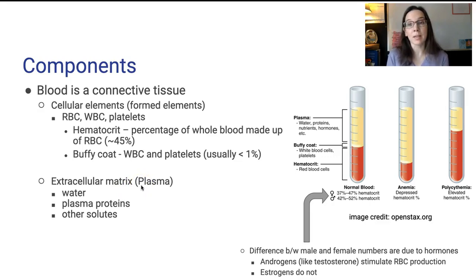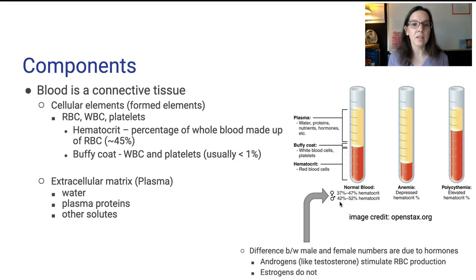Mostly water. About 90%, 92% of your blood plasma is water. We're going to have some plasma proteins and other solutes in there as well. Now you see here, actually this hematocrit, we have some differences between males and females. The female has about 37 to 47% hematocrit, while a male has about 42 to 52% hematocrit.